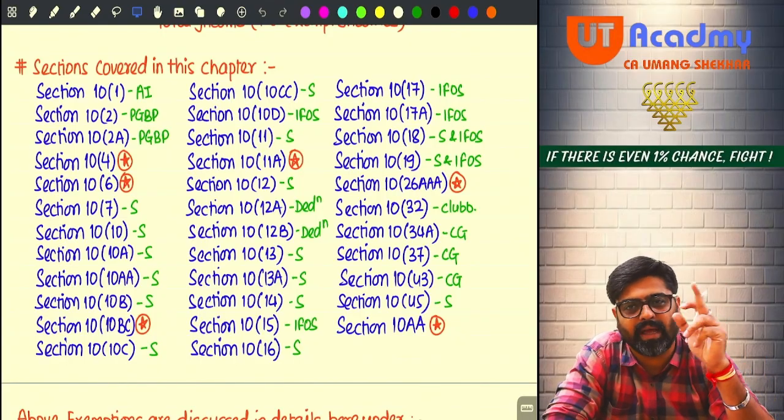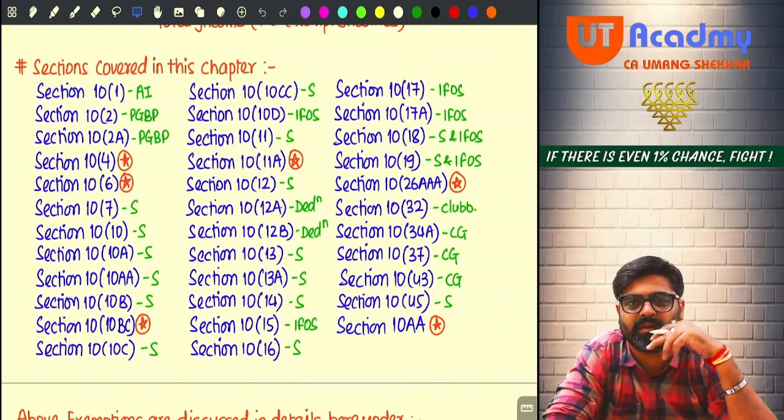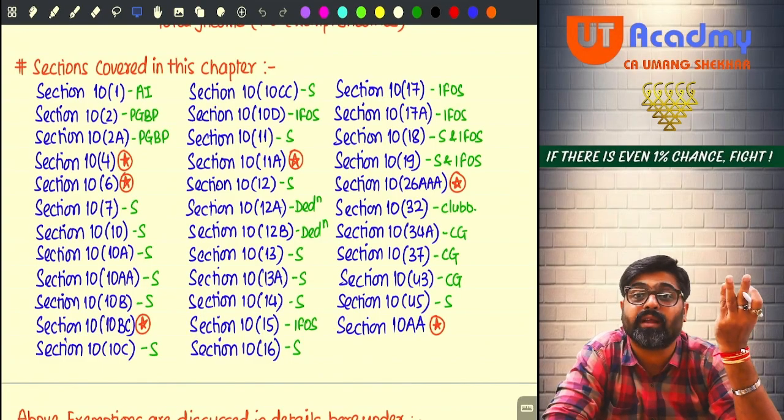For example, 10(1), agricultural income. Did we complete the agricultural income topic? In that topic only, this exemption is covered: which income will be treated as agricultural income?